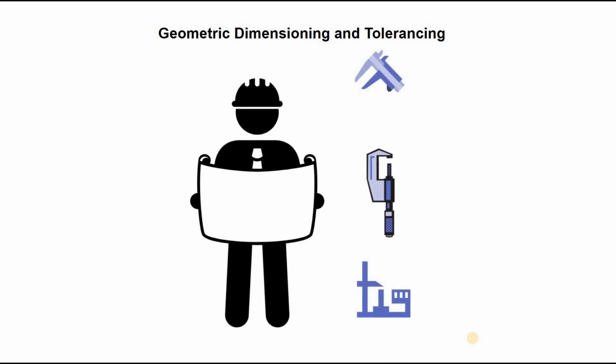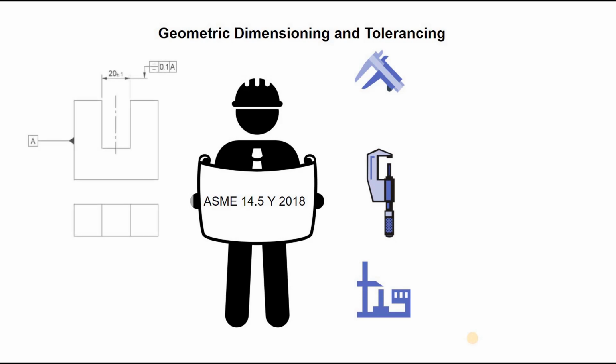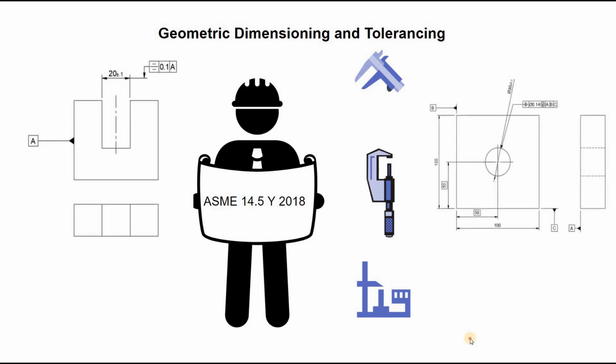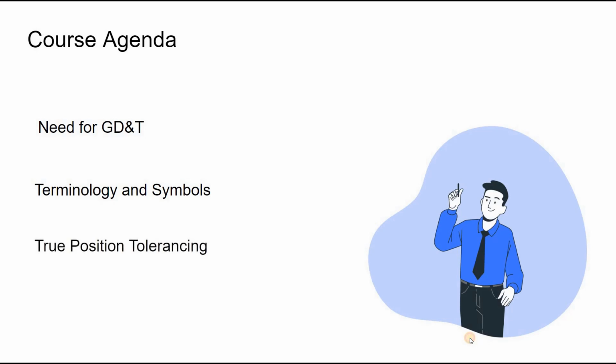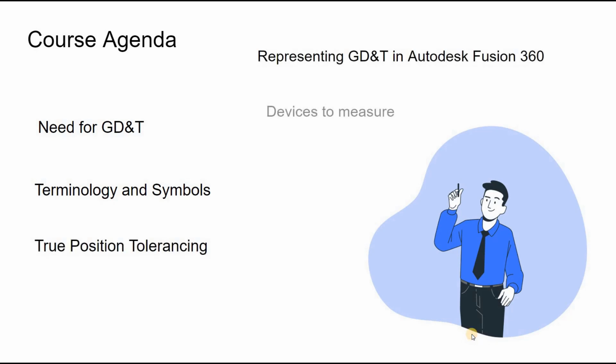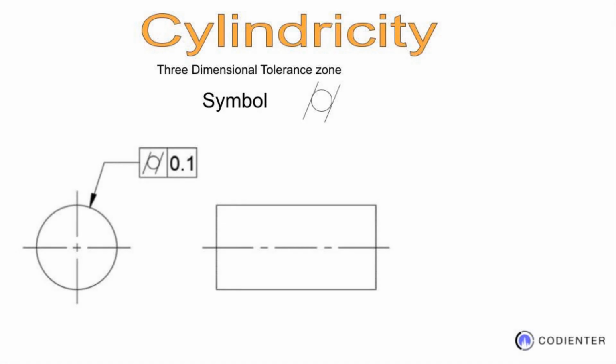GD&T, as it is popularly known, is a dimensional terminology and science suggested by ASME Y14.5-2018 for maintaining quality of manufactured components. In this course, we will discuss why this system is better than the traditional dimensioning system, the terminology or the symbols involved, and true position tolerancing. We will discuss all the usage of the symbols with reference to components. We can view the tolerance zones of them too.